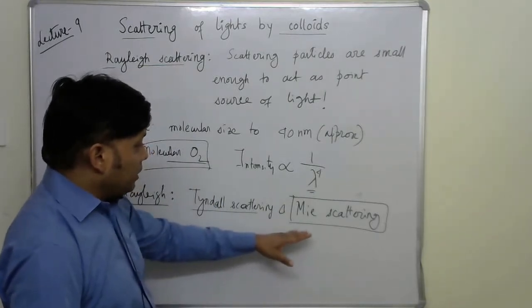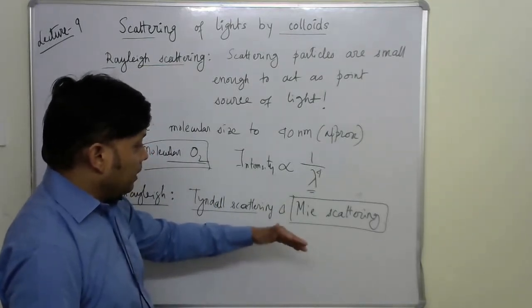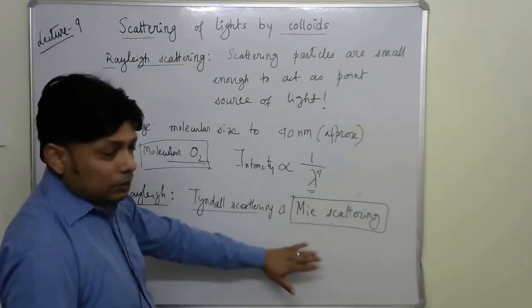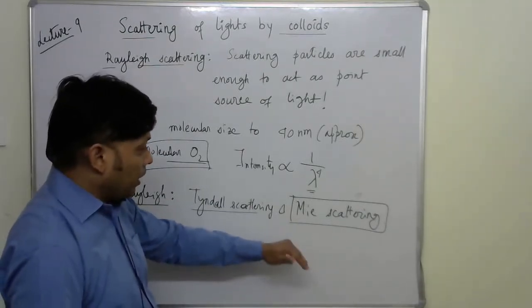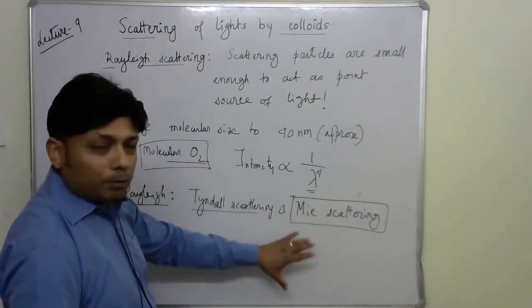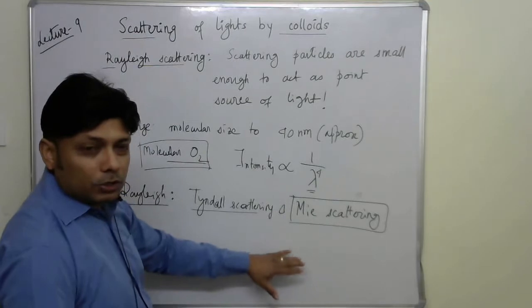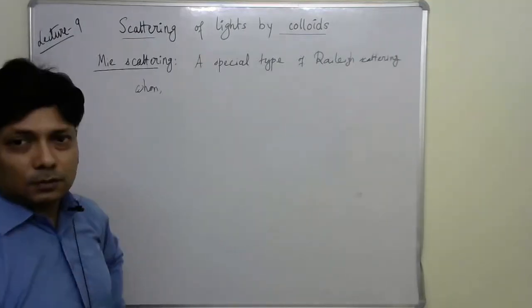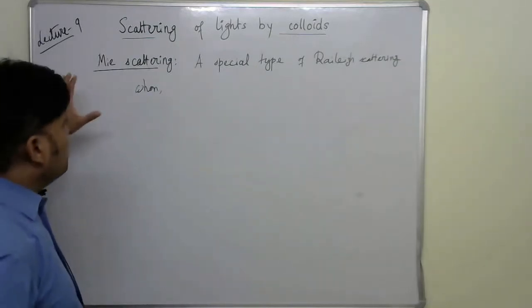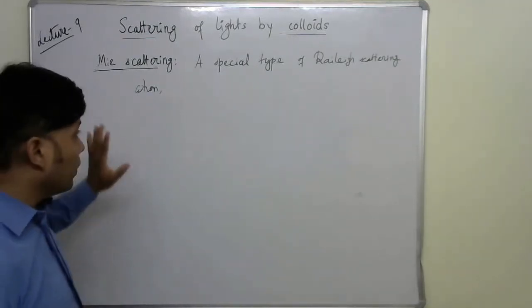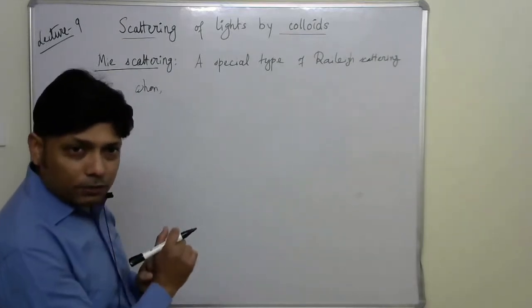So let's try to understand, in a very basic sense, what type of scattering is known as Mie scattering. For Mie scattering to happen, there are certain preconditions to be fulfilled. So let's clean the board and explain what those conditions are. Mie scattering is a special type of Rayleigh scattering. It happens only when these three conditions are fulfilled.